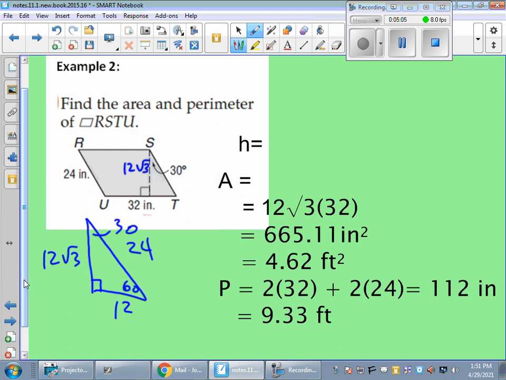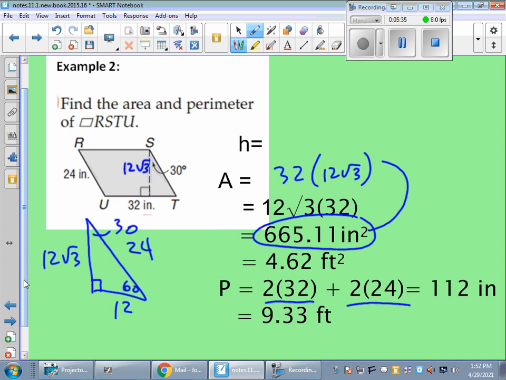So when you look at this answer here to see what we want to do to find the area, I'm going to go 32 times 12 square roots of 3. And that's going to give me that final answer of 665.1 square inches. That's right here. And if they wanted the answer in feet, they also got it for you in feet. The next one here is the perimeter. So you're just going to go 32 times 2, double 2 of those and 2 of the 24s, and you get a final of 112 inches. And if they wanted the answer in feet, you just divide that by 12. So there you go.